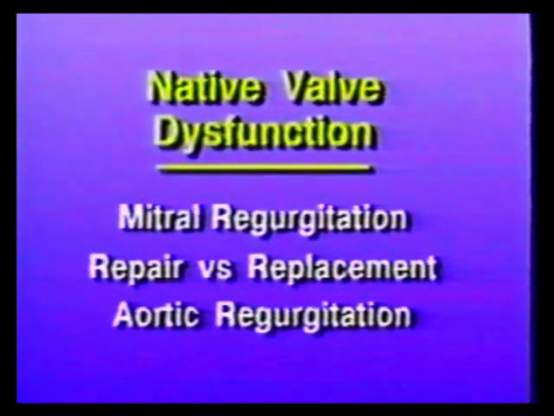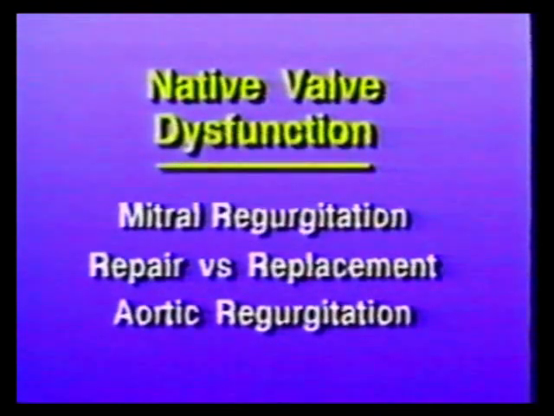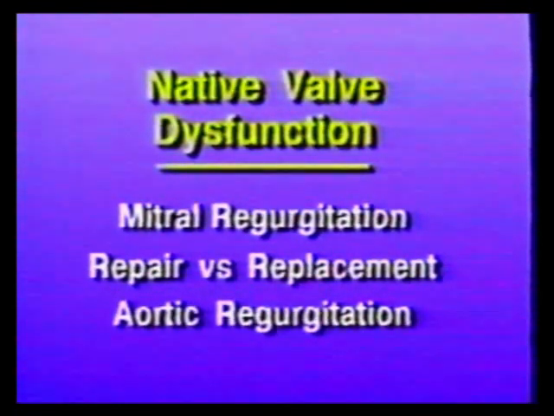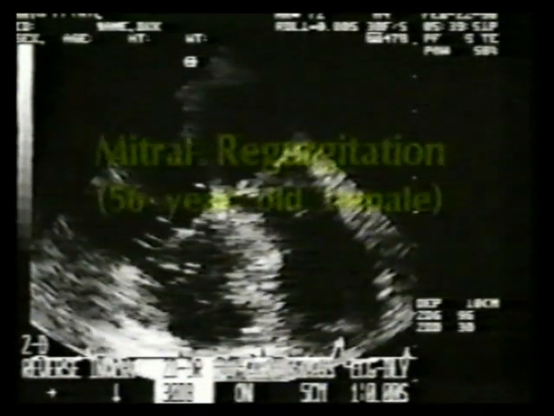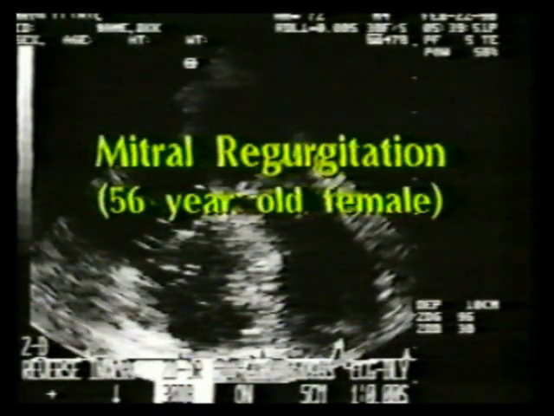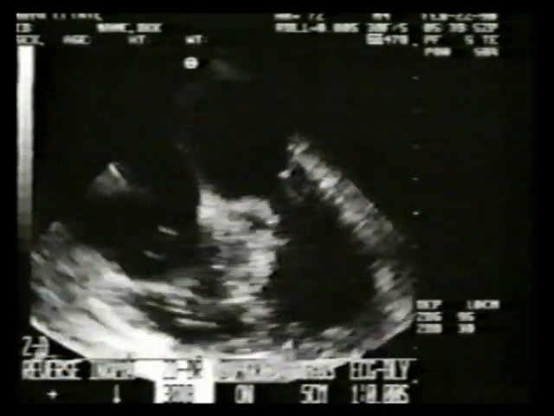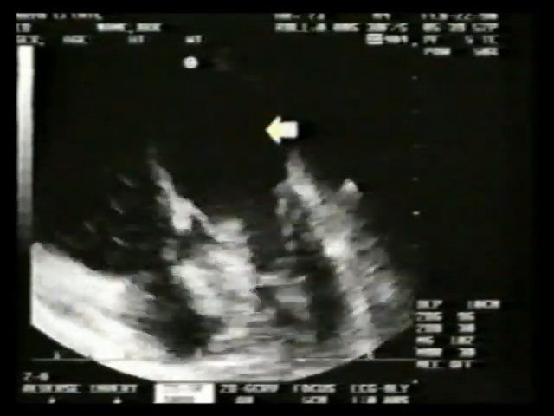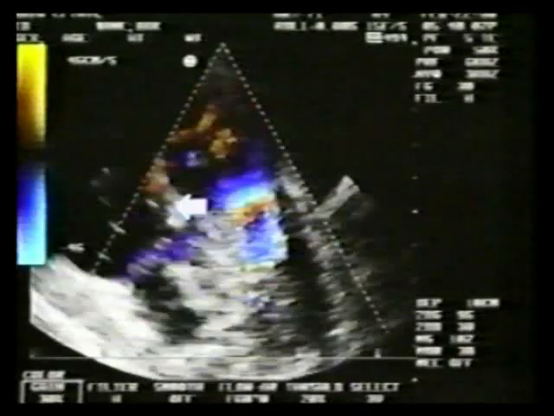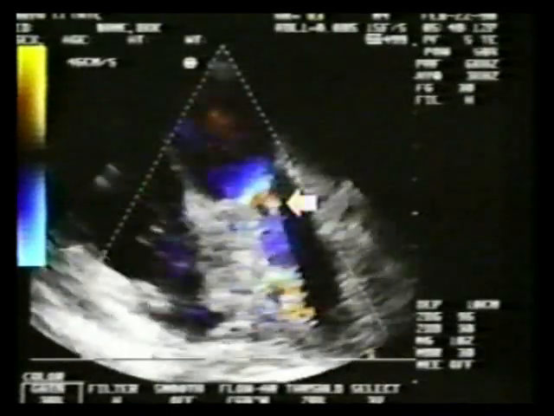The next most frequent clinical application of transesophageal echocardiography is the assessment of native valve dysfunction, in particular mitral regurgitation and its causal pathology amenable to valve repair. This is an example of a 56-year-old female with mild mitral and tricuspid valve regurgitation. On a frontal four-chamber plane, the mitral valve leaflets appear somewhat thickened and myxoid. With color flow Doppler, there is a single central jet of mitral regurgitation which is assessed to be mild. The tricuspid valve also shows a small regurgitant jet.